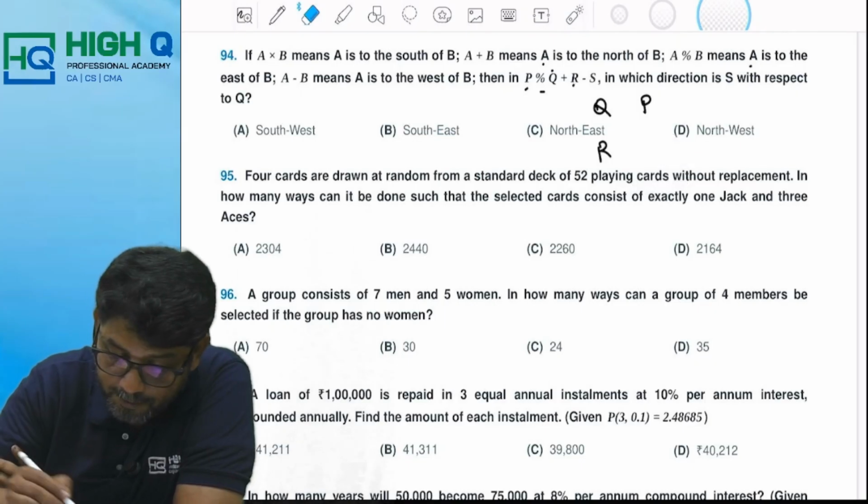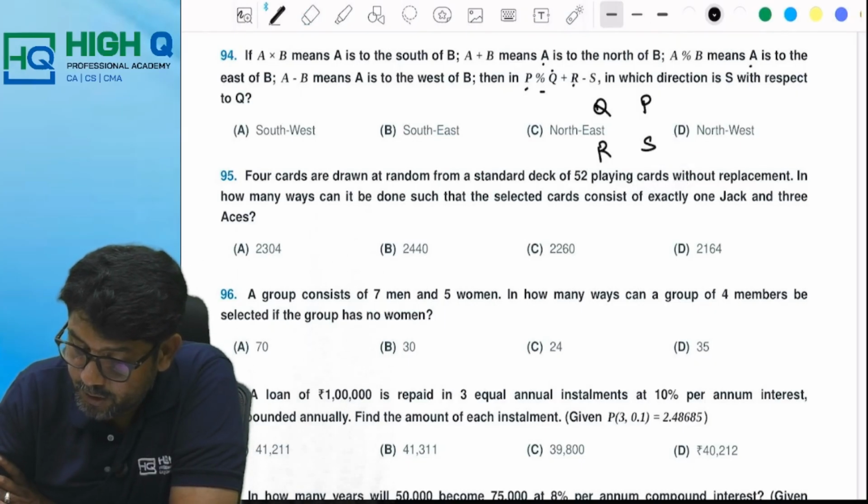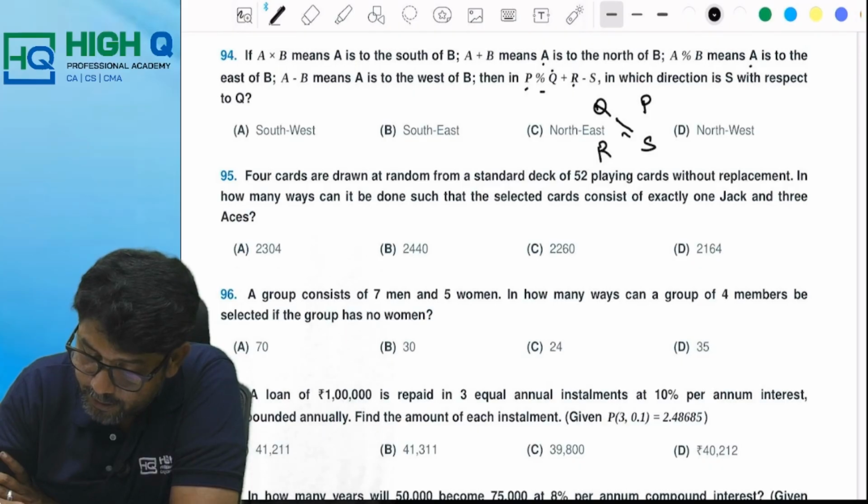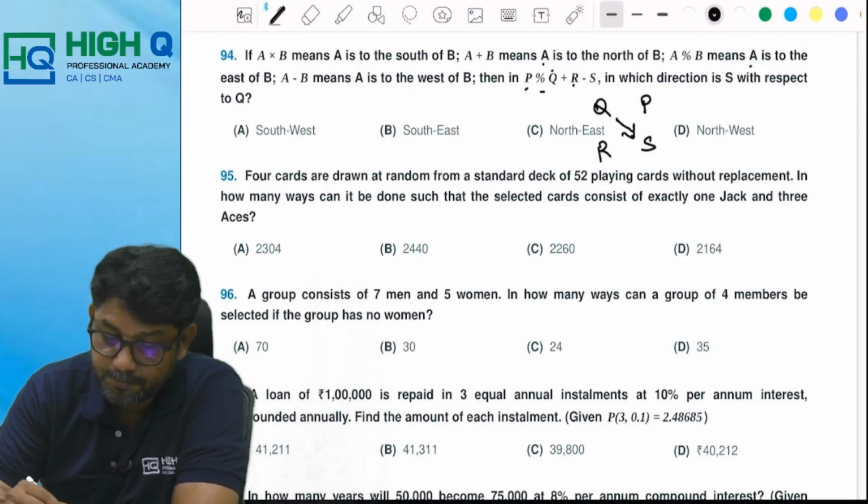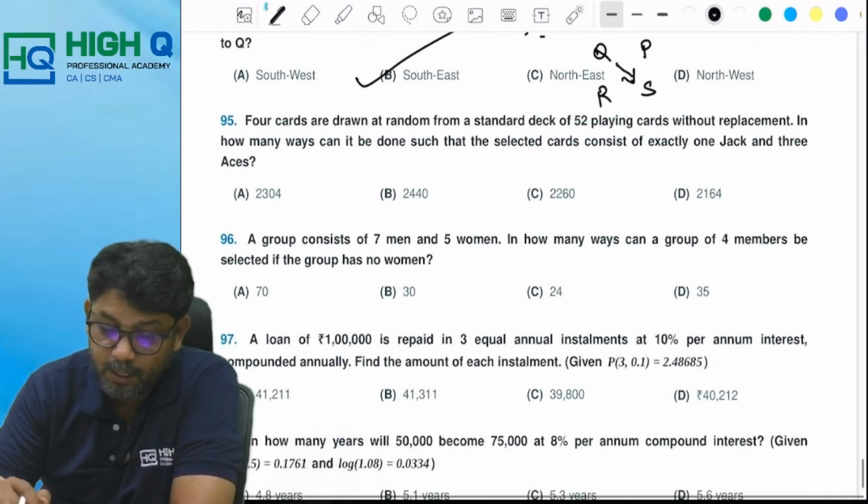Where is S here? Okay. Here I'm putting B. Actually, this is S. In which direction with respect to Q? This is actually southeast.